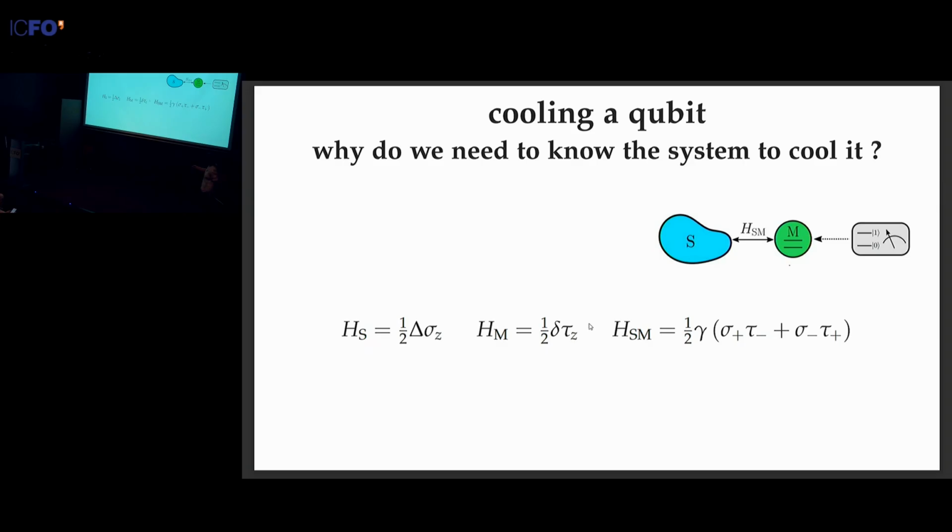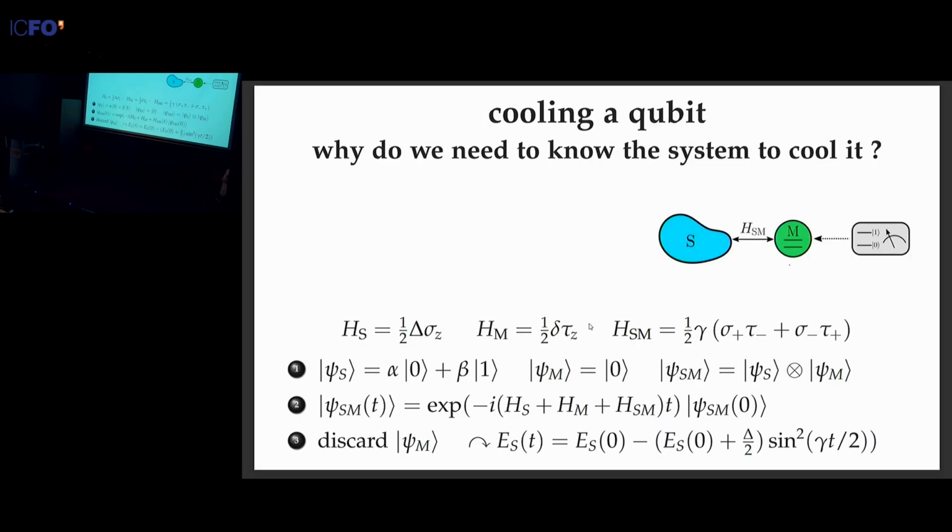We have the system gap and the meter splitting, and if we choose their interaction in this way, sigma plus, sigma minus, then the protocol goes as follows. Our system is in an arbitrary state. The meter is initialized in the ground state, so the total state is this product state. When we make the meter interact with the system, we have the time evolution under the total Hamiltonian, and after the interaction time is over, we discard the meter. For this simple system, we can find the energy of the system alone, which is given by the initial energy minus this term. So this looks great.